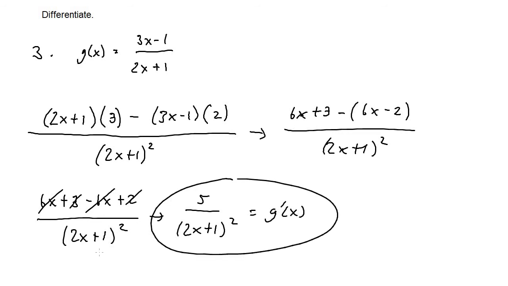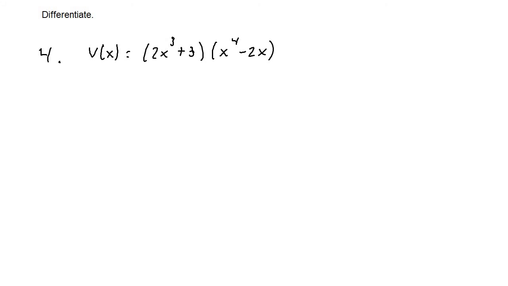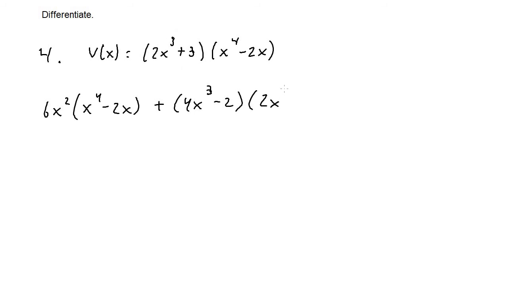So now for number 4, we have v of x equals 2x cubed plus 3 times x to the fourth minus 2x. Realize since we do have two different functions being multiplied by each other, we go ahead and use the product rule. So in order to derive using the product rule, once again we first take the derivative of the first function. So the derivative of 2x cubed plus 3 is going to be 6x squared times the second function unchanged, so just times x to the fourth minus 2x, then plus the derivative of the second function. The derivative of x to the fourth minus 2x is going to be 4x cubed minus 2 times the first function unchanged. So the first function is just 2x cubed plus 3.